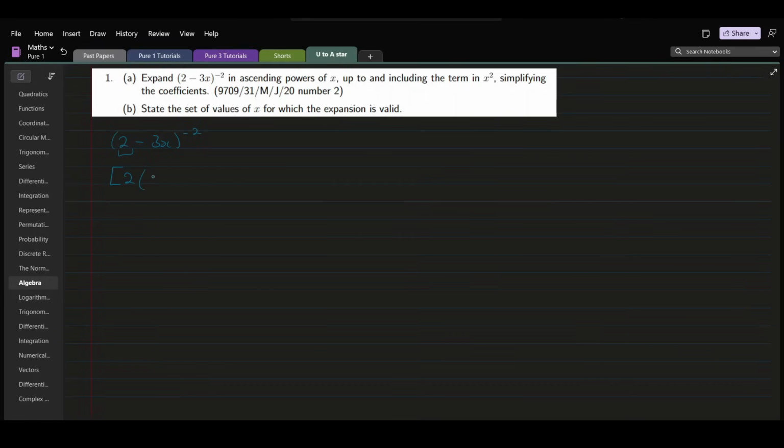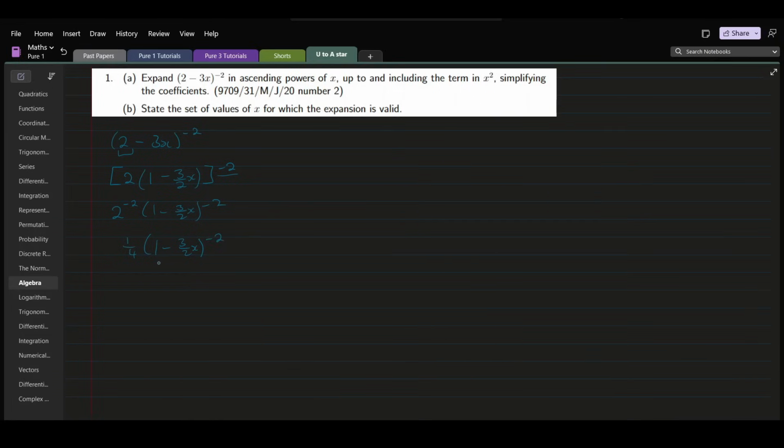So we're going to do that by factoring out that 2. So this becomes 2 times 1 minus 3 over 2x, and this is all to the power negative 2. Then now we're going to distribute the power negative 2 since these are multiplying. So it becomes 2 to the negative 2 times 1 minus 3 over 2x to the negative 2. And if we simplify this, that's 1 over 2 squared, which is a quarter, times 1 minus 3 over 2x to the power negative 2.